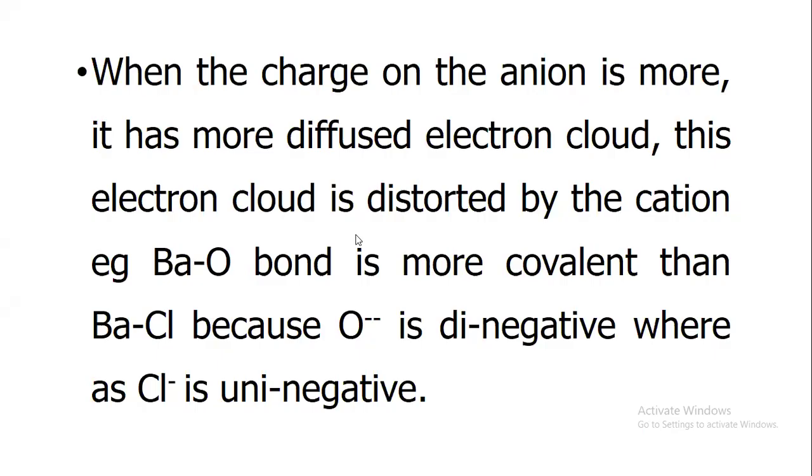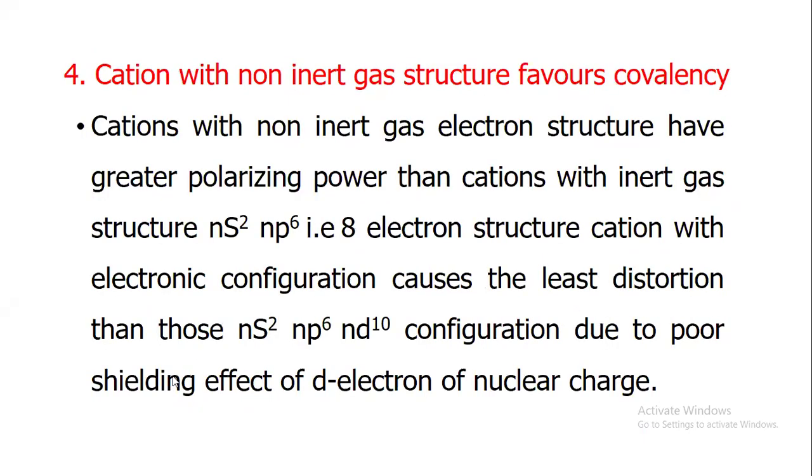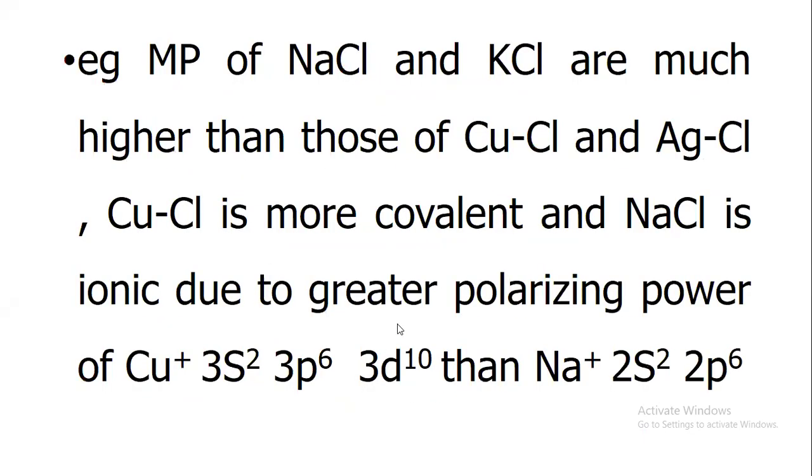Barium oxide is more covalent than barium chloride because oxide is dinegative while chloride is uninegative. Cation with non-inert gas structure favors covalency. Cations with non-inert gas electron structure have greater polarizing power than cations with inert gas structure, that is the 2s2 2p6 and 3s2 3p6, the 8-electron structure. These cause the least distortion compared to the 18-electron configuration, due to the poor shielding effect of the d electrons on the nuclear charge.